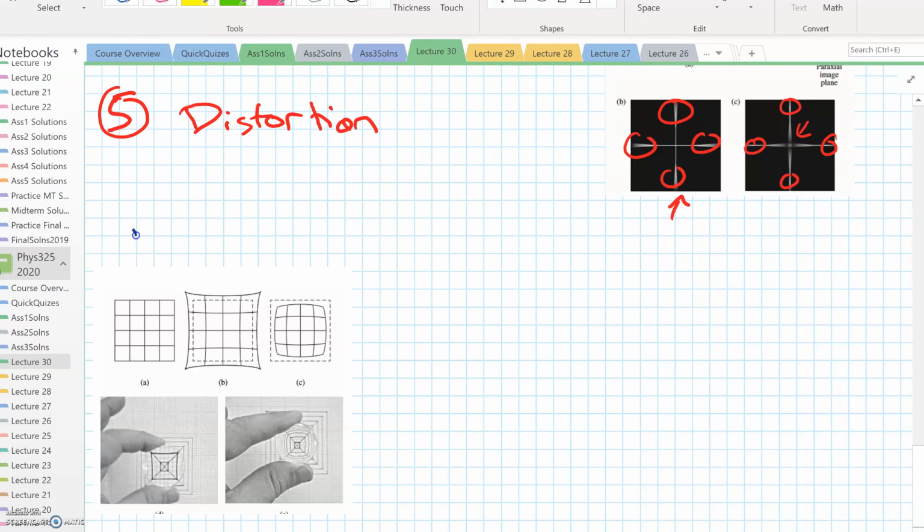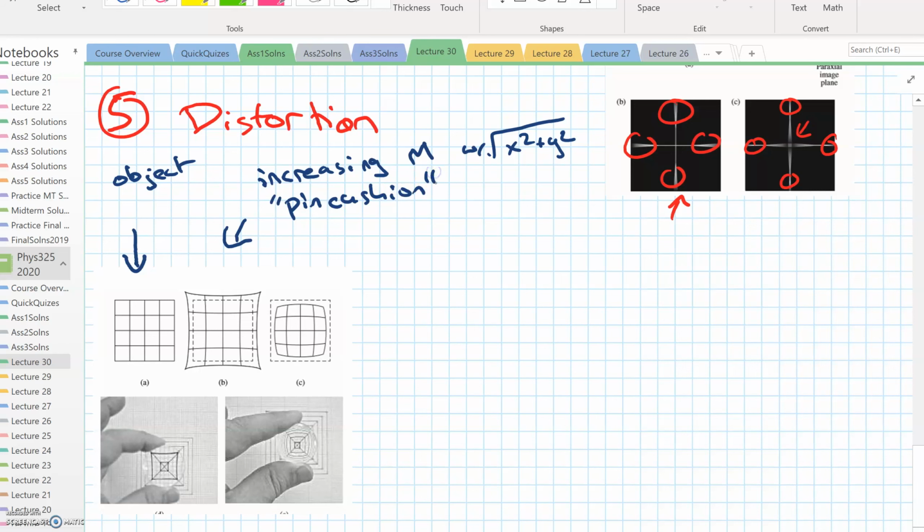If we have an increasing magnification with radial distance away from the center, as we get further and further away, we have a distortion which looks like this, which is called pincushion distortion. And if we have a decreasing magnification, we get what's known as a barrel distortion.